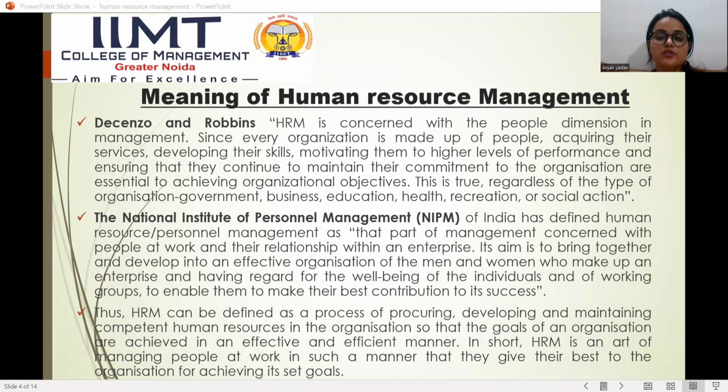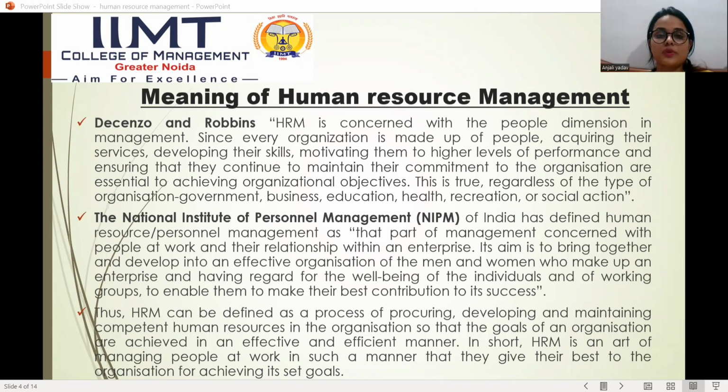Considering the importance of human resources, the concept of human resource management came into existence in 1813 with the efforts of Robert Owen. Robert Owen is also called the father of human resource management. So, what is human resource management?